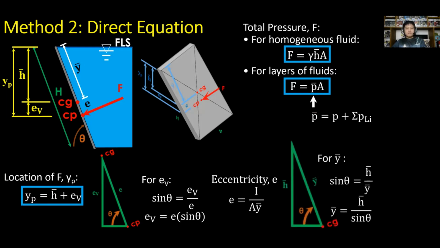So Y bar is the equivalent value of H bar that is parallel to the inclined surface. So we will consider therefore the triangle for the components. So for sine of theta, it is equal to the opposite, that is H bar over the hypotenuse, which is Y bar. Rearrange, we have Y bar equal to H bar all over sine of theta. Then substitute everything to determine the value of Y sub P.